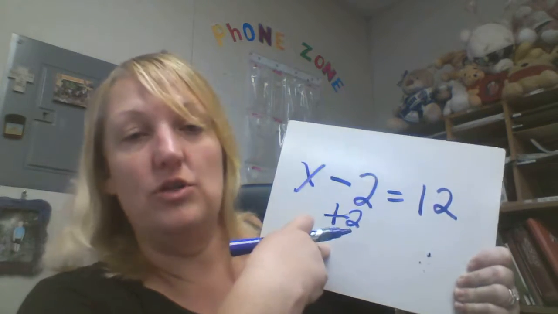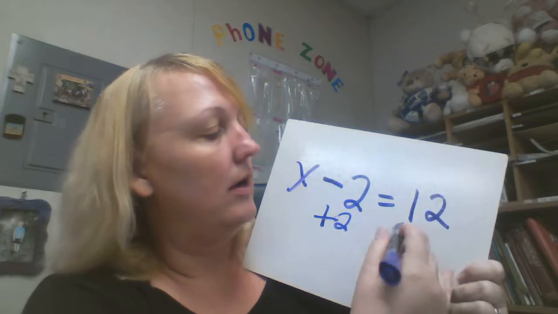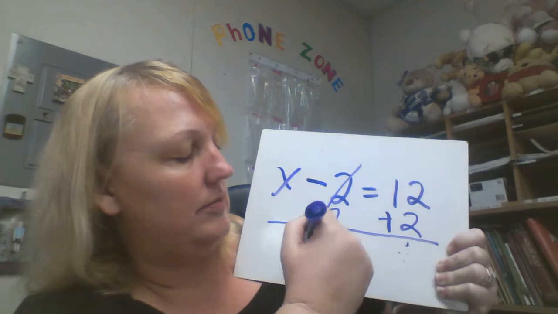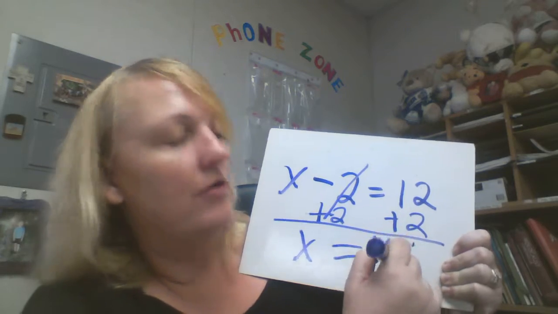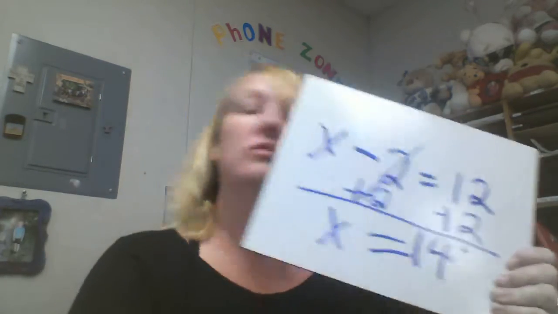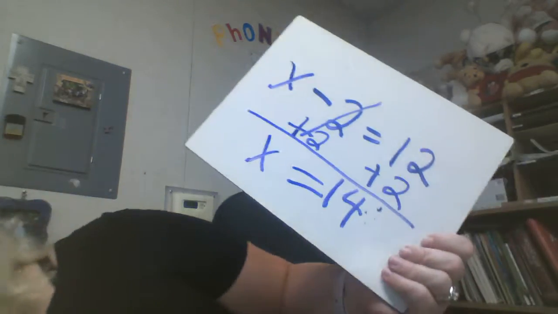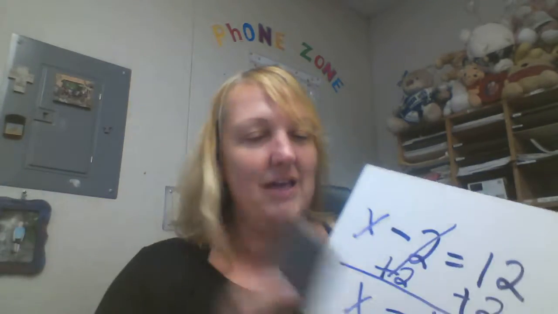+2. Whatever you do to one side, you do to the other. +2. Put your line there. This cancels. X comes down. X equals 14. Okay, so those are very, very simple starter equations. So we're gonna do a couple more that are a little different, just so you get used to working both sides of an equation.